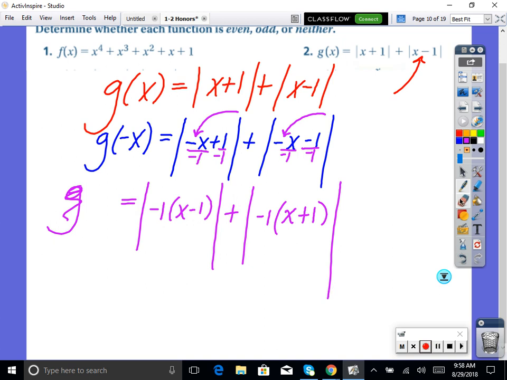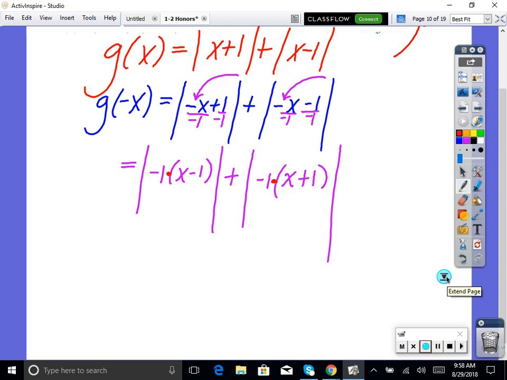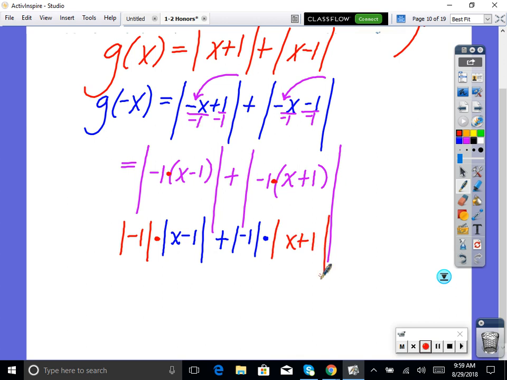We'll keep simplifying. Okay, now everybody, there's a multiplication sign right there and right there. Because it's multiplication, we can split this apart. They're both in absolute values. So let's do absolute value of negative 1 times absolute value of x minus 1. Do you see how they're the same thing, just written separated? Okay, so then plus absolute value of negative 1 times absolute value of x plus 1. Now, an absolute value of a negative is positive. See, this is the work you would show. So we have 1 times absolute value of x minus 1 plus 1 times absolute value of x plus 1.